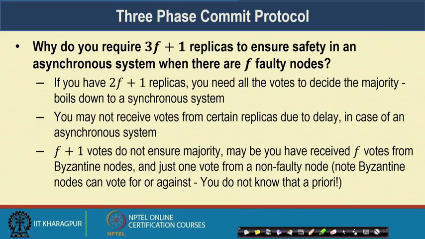Now, in case of an asynchronous system, you may not receive the votes from certain replicas because of delay, or you may receive out of order messages. In that case, if you just receive F plus 1 votes, that does not ensure majority. If you receive F plus 1 votes giving you the same instruction or information, then you can accept it, but it may happen that out of these F plus 1 votes, certain votes are coming from faulty nodes. So, you do not know whether those votes are coming from faulty nodes or from correct nodes.